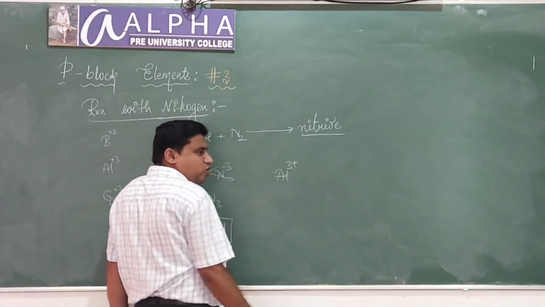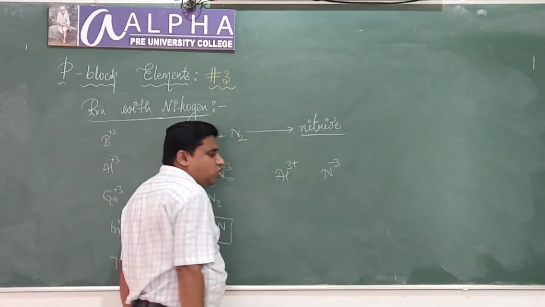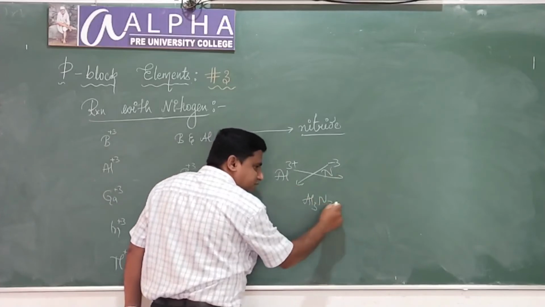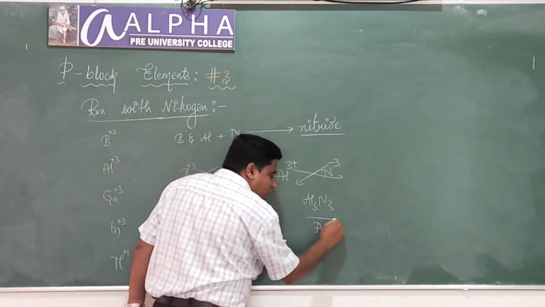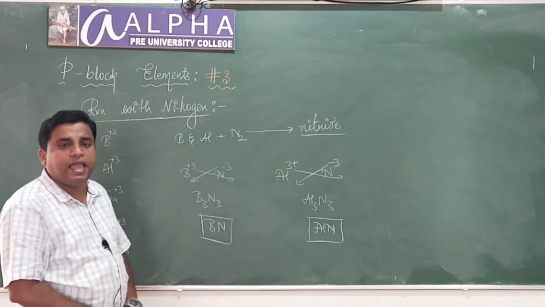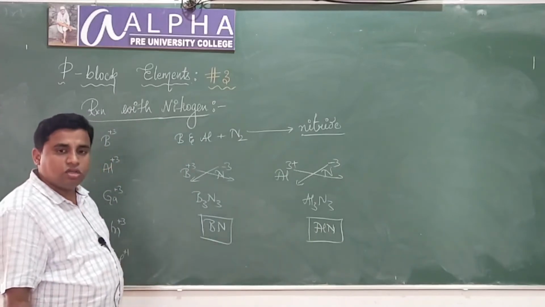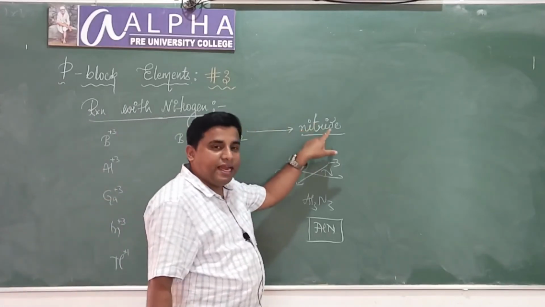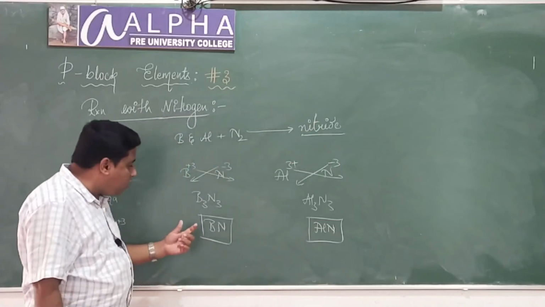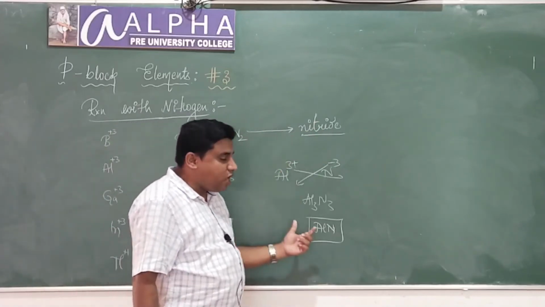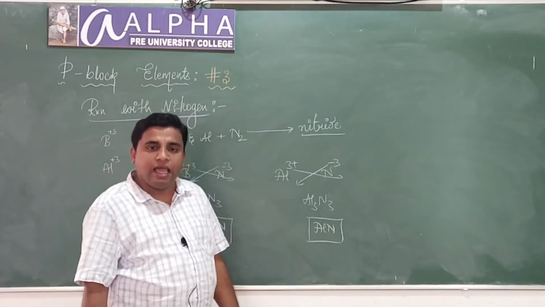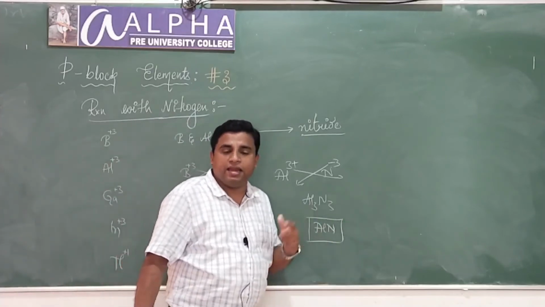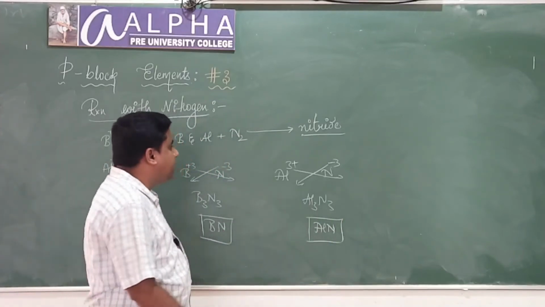Aluminium also exists in +3 oxidation state. Nitrogen will be in -3 oxidation state. Now cross multiply. What do you get? Al3N3, and here 3 is the common factor. Therefore aluminium will form a nitride of the type AlN. Understood? Only boron and aluminium react with nitrogen to form nitrides. What is the formula for boron nitride? BN. What is the formula for aluminium nitride? AlN. Are we clear?